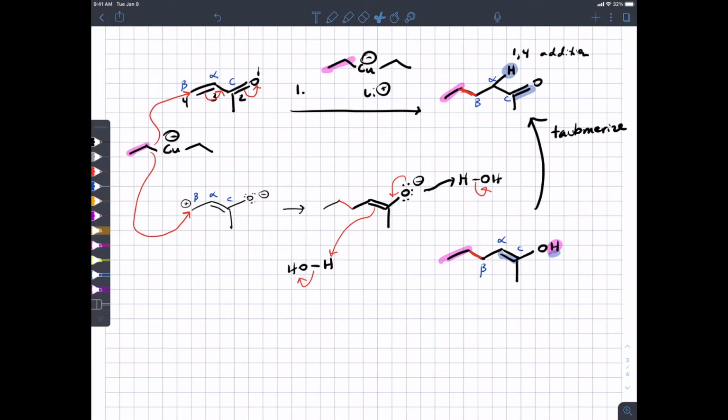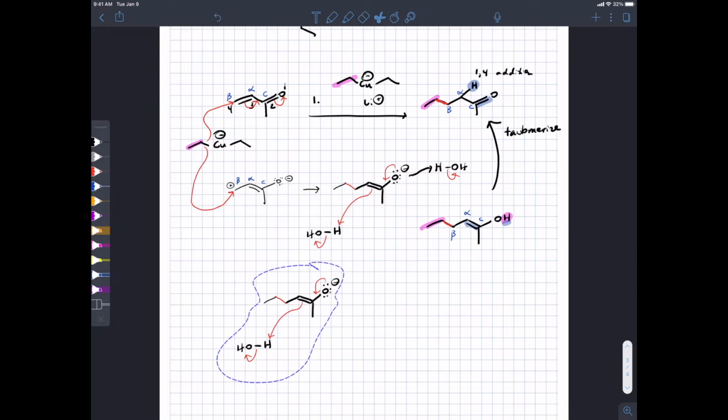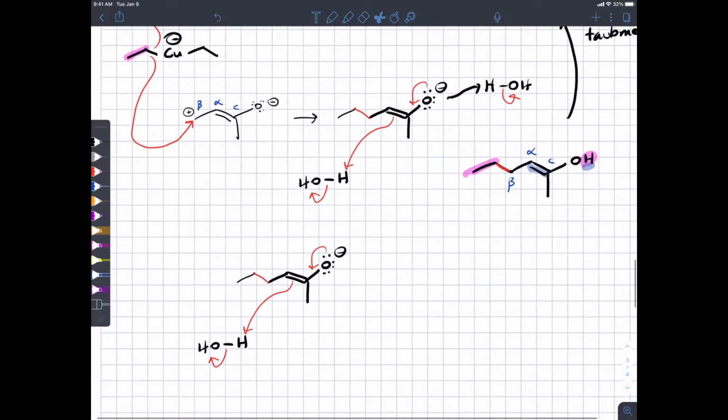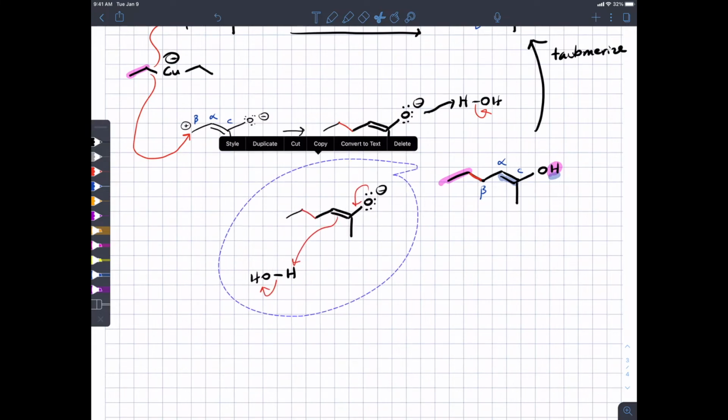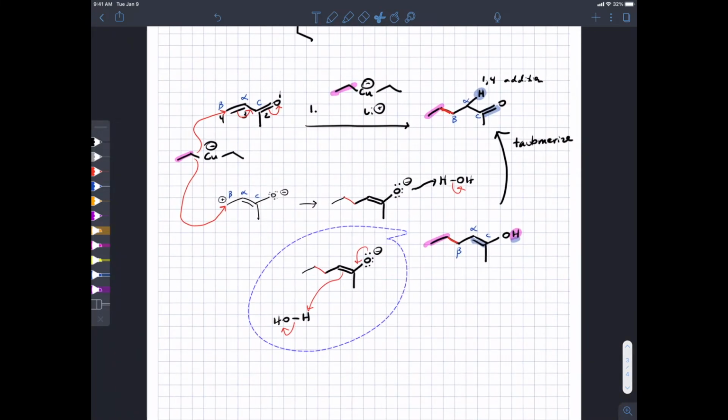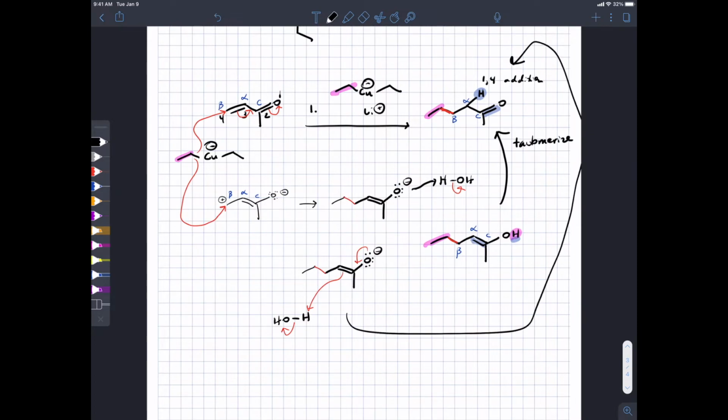copy this. People hate it when I copy things because you can't do that on your paper. But yeah, the way this works is I don't care if you want to show going directly from here to the actual ketone product by protonating on the alpha carbon, that's fine too.